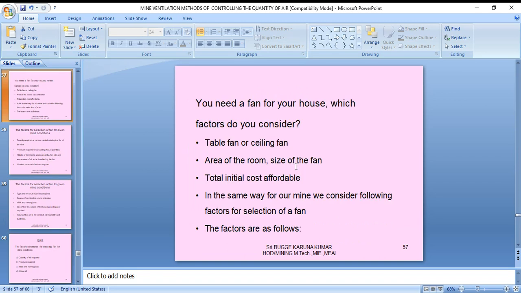Right, if you need a fan for your house or a factory, you consider a table fan or a ceiling fan, the area of the room, and the size of the fan. That is also important: how much area to ventilate, and whether the total initial cost is affordable. In the same way, the overman considers these things in the selection of a fan. Therefore, there are factors required. These are the important factors for the selection of the fan.